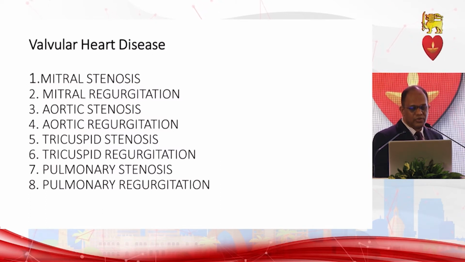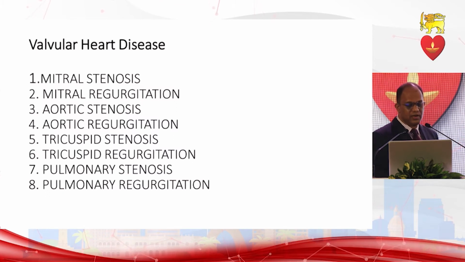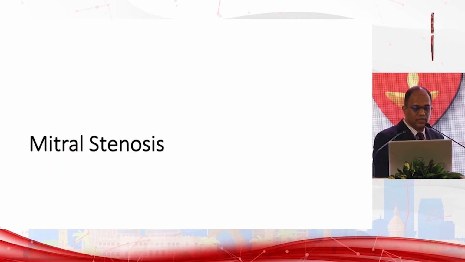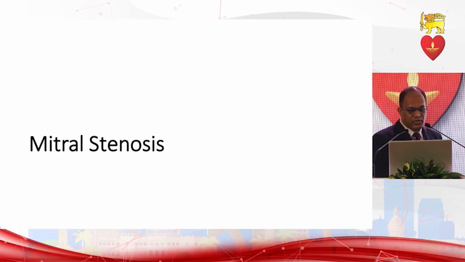These are mitral stenosis, mitral regurgitation, aortic stenosis, aortic regurgitation, tricuspid stenosis, and tricuspid regurgitation, and the pulmonary stenosis and the regurgitation. So we'll talk more about the mitral and the aortic pathologies, less on the other things. So what is mitral stenosis?